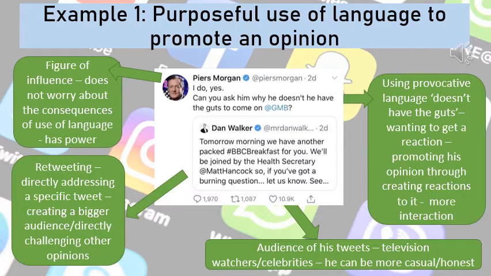Finally, as a figure of influence, Piers does not necessarily need to worry about the consequences of his use of language. He has power, so he can be open in his opinions, such as saying, "I do, yes, I have this question," and his question is creating that reaction by using provocative language and phrases such as "doesn't he have the guts to come on?"